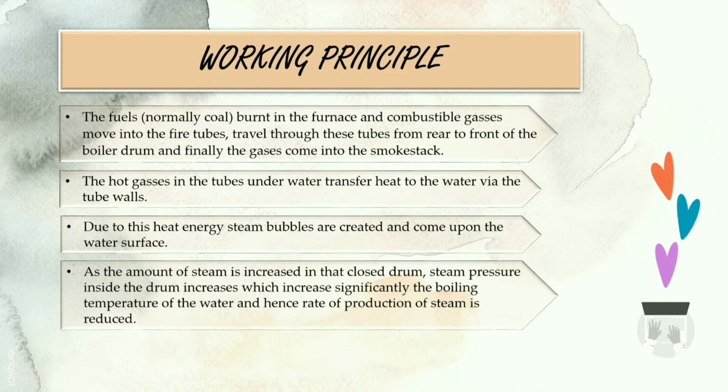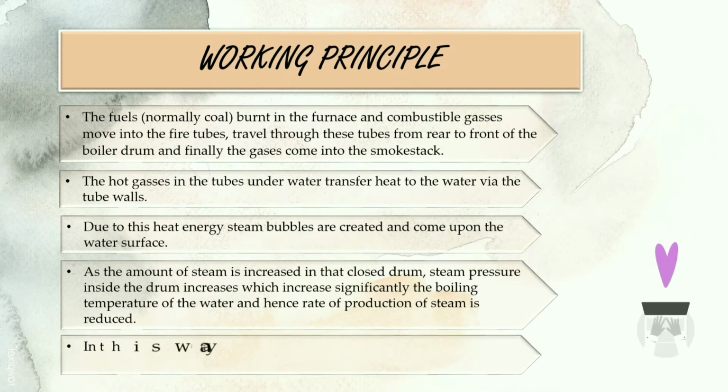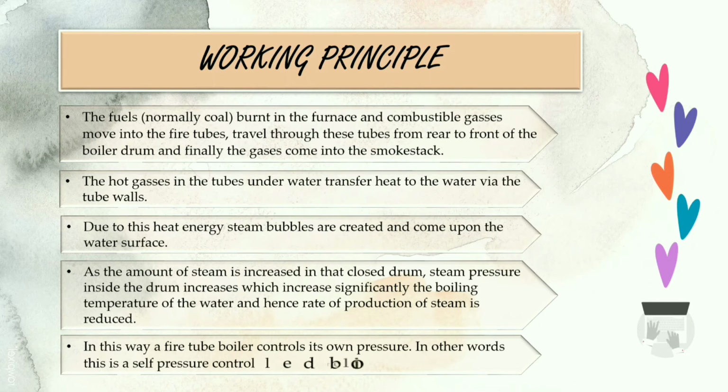As the amount of steam increases in that closed drum, steam pressure inside the drum increases. This significantly increases the temperature of the water, and hence the rate of production of steam is reduced. In this way, a fire tube boiler controls its own pressure. In other words, this is a self-pressure controlled boiler.